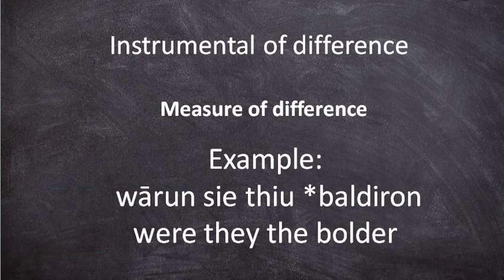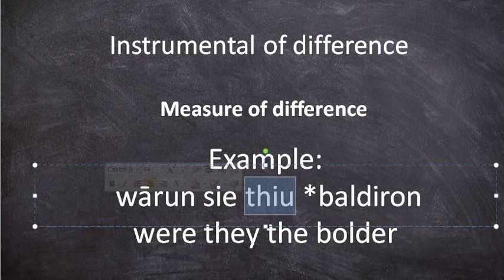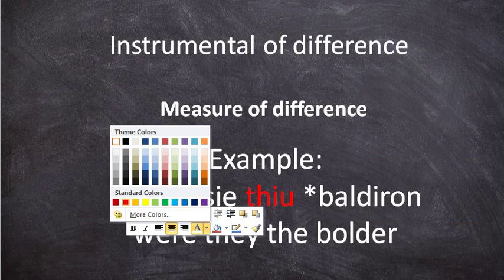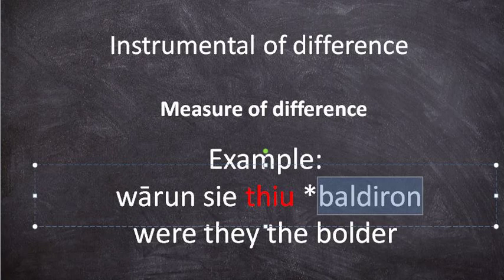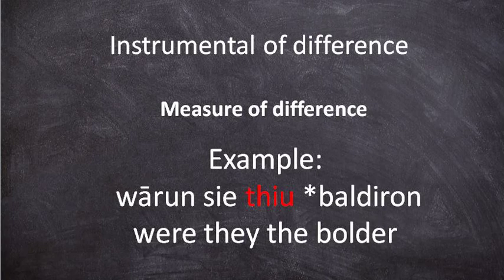Here's another example: "varum sie diu baldiron." So they were the boulder. What is in the instrumental here? Well, it's diu. It's like saying "the," but again, it's the means, the manner, in what way. Well, they were what? The boulder. And baldiron is actually agreeing with sie, because this is masculine plural, so is baldiron. It's a masculine plural in the nominative, all right? So, they were the boulder. Moving on.